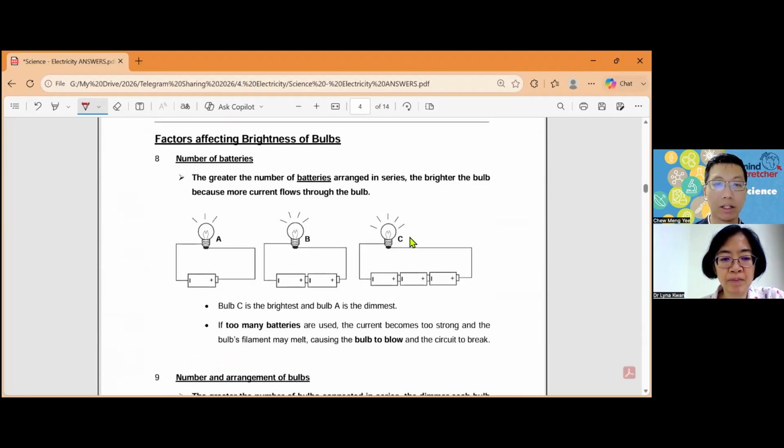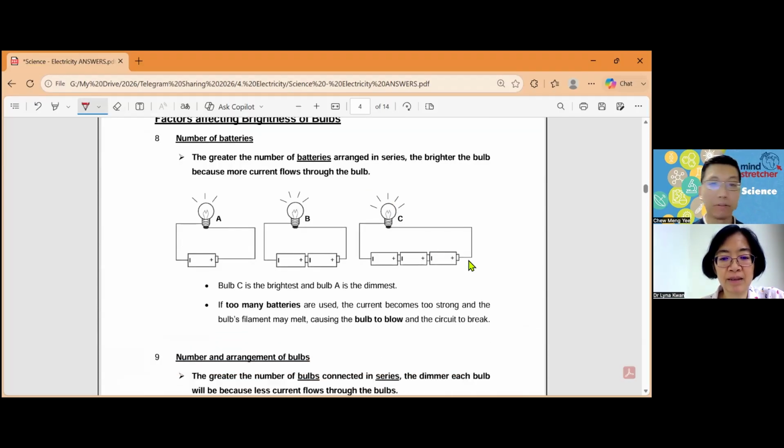Okay? Right. You have learned about factors affecting the brightness of a bulb, right? Such as the number of batteries. Now, for batteries, you only learn one arrangement. That is series. Parallel arrangement of batteries is no longer in the syllabus. So we just learn series arrangement of batteries. And it's very straightforward. The more batteries you have, the more current flows through the circuit, so the light bulbs will be brighter.